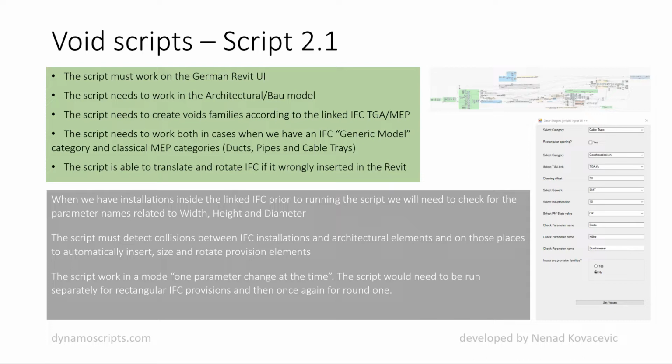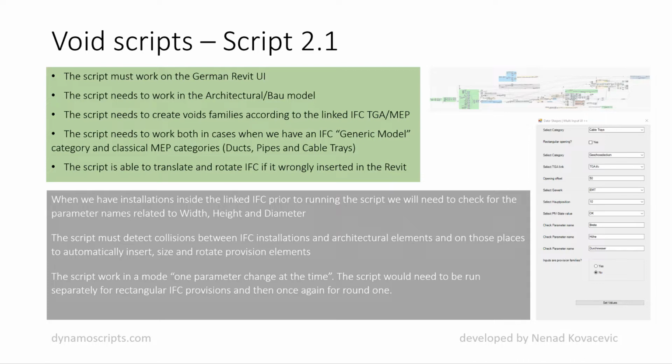My opinion regarding that part is that you should not manually position any kind of link in the model. You should finish everything with a positioning with internal origin or shared coordinates or any of the other methods, but in any case you should not manually position elements in the Revit.